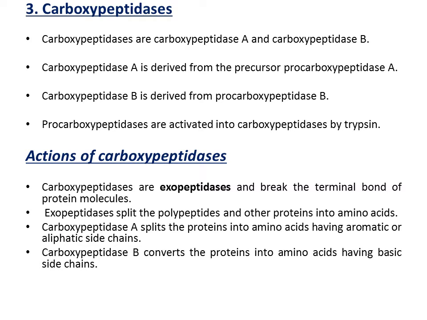Next is carboxypeptidase. Carboxypeptidase are carboxypeptidase A and carboxypeptidase B. Carboxypeptidase are exopeptidase and break the terminal bond of the protein molecules. Exopeptidase split the polypeptides and other proteins into amino acids. Carboxypeptidase A splits the proteins into amino acids having aromatic or aliphatic side chains, whereas carboxypeptidase B converts the proteins into amino acids having basic side chains.